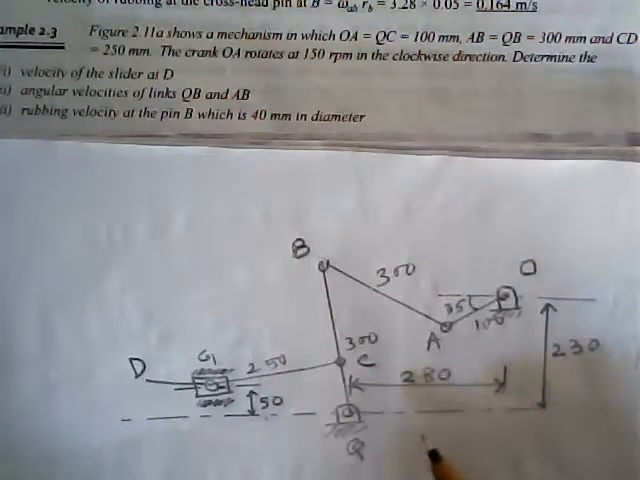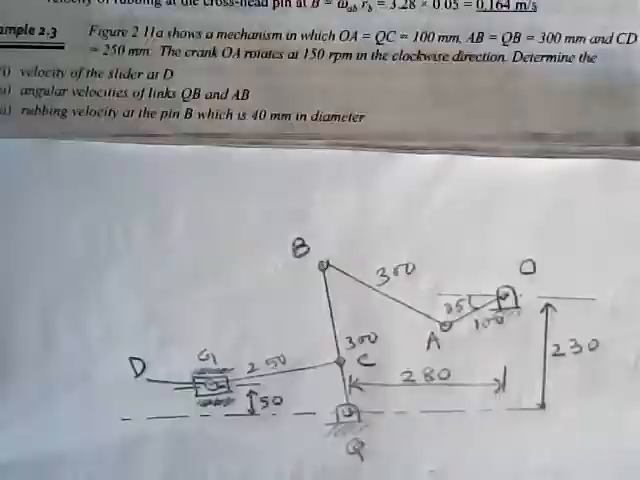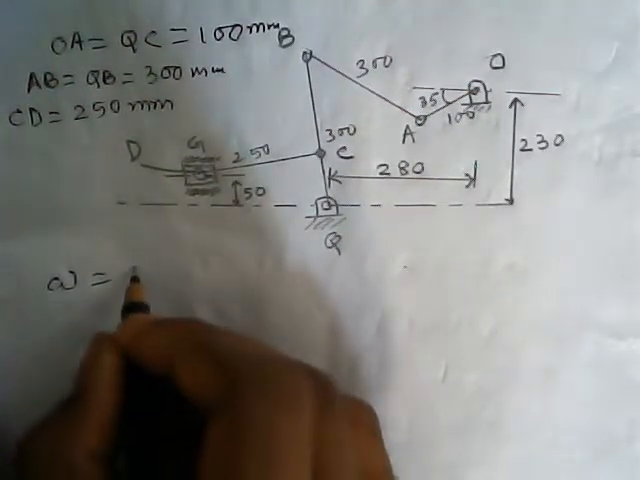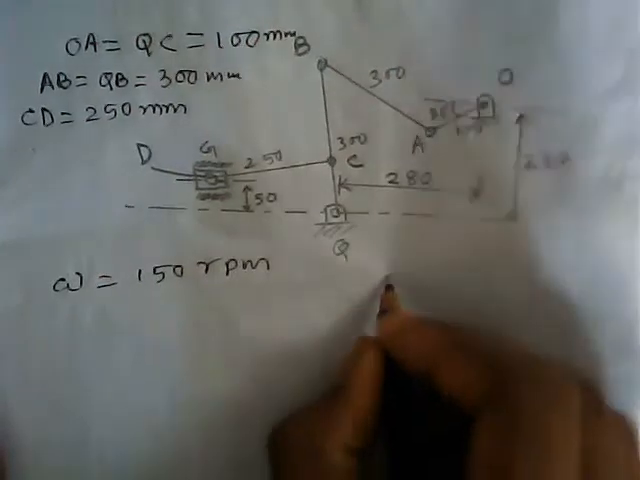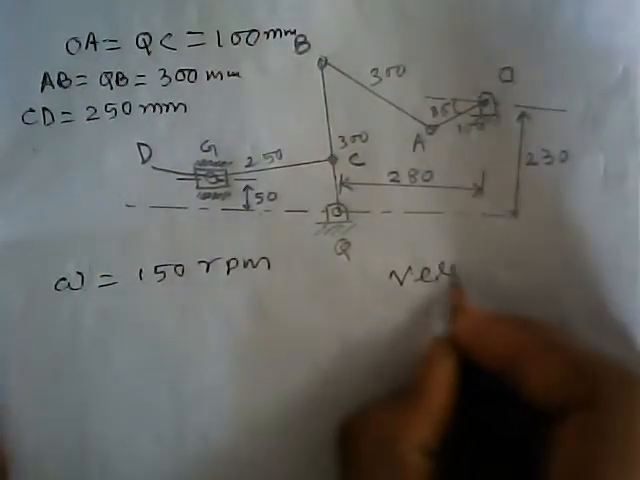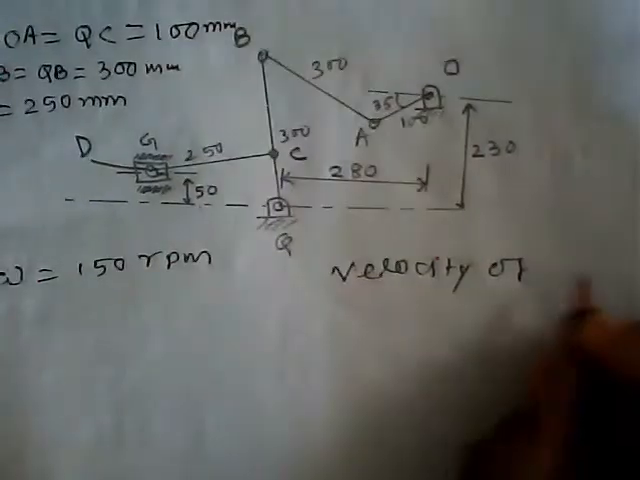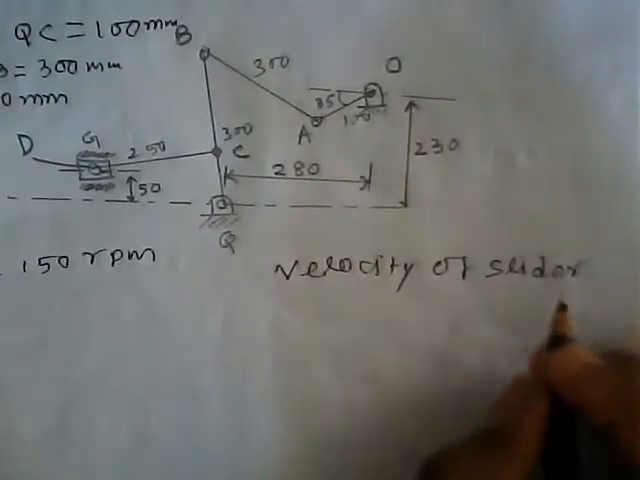and the rubbing velocity of the point B is 40 millimeter in diameter. So in the question, OA and QC are given, AB and QB are given, and CD is given. Now omega is 150 rpm, that is given. Omega is the angular velocity of the crank. Now we have to find the velocity of the slider D.